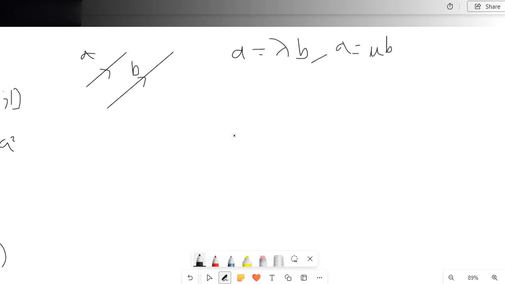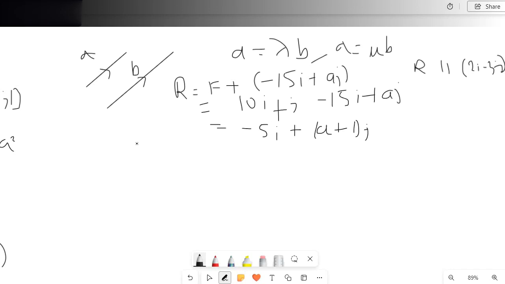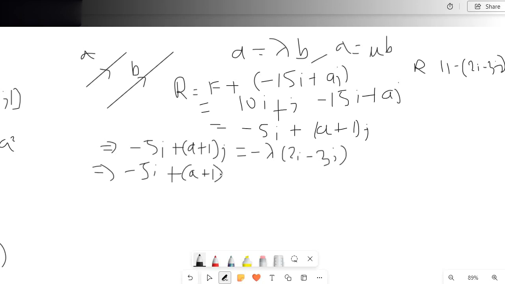So we can say that the resultant, which is the addition of all forces, is equal to F plus that vector, which is minus 15I plus AJ. So R is parallel to the minus of 2I minus 3J. Therefore, minus 5I plus (A plus 1) multiplied with J is equal to minus lambda of 2I minus 3J. Simplifying the right hand side a bit, we have minus 2 lambda I plus 3 lambda J.